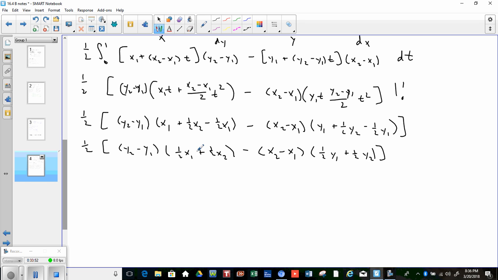All right, hopefully what you can see is I have a 1/2 in here that I could factor out. I have a 1/2 in here that I could factor out. So really I can pull a whole 1/2 out to the front, which is going to give me a 1/4. And then I have y2 minus y1, x1 plus x2, minus x2 minus x1, y1 plus y2.